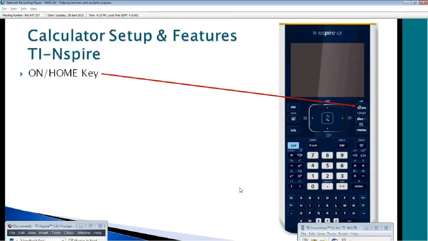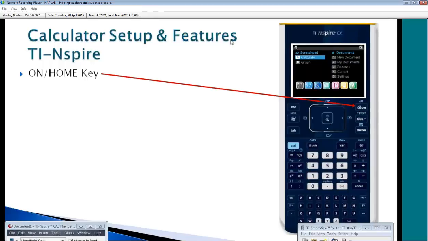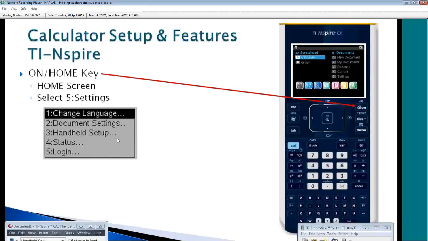So, just some setup things with the TI-Nspire. We've got the on key, which is also the home key. When they press that, it turns their calculator on, and this is the screen that they get. They've got the options of just calculate or graph, or documents, etc. To do the setup on the Nspire, from the home screen, they need to choose number 5, settings, and when they choose that, they will get a menu box appear.